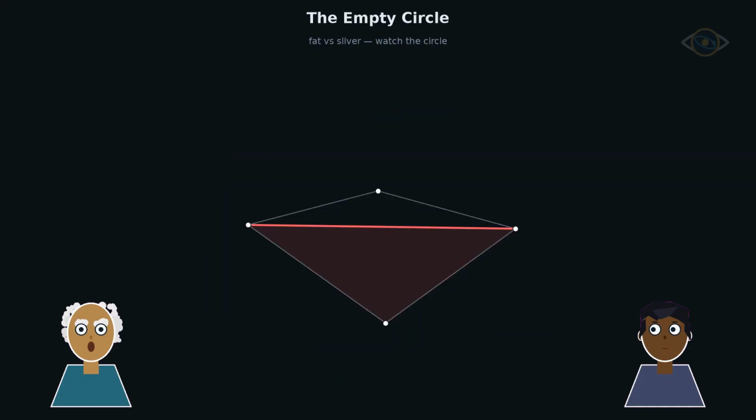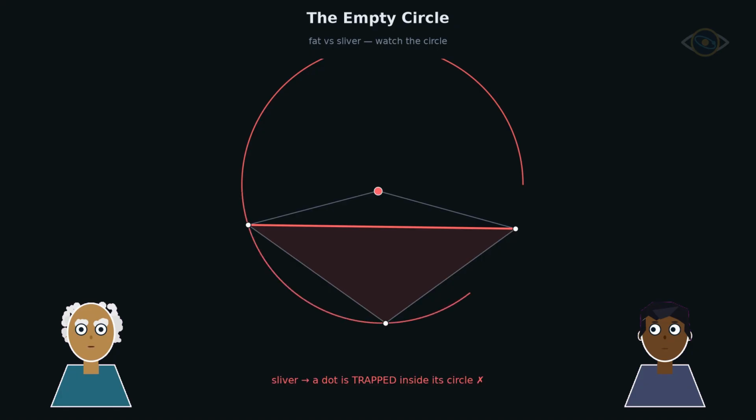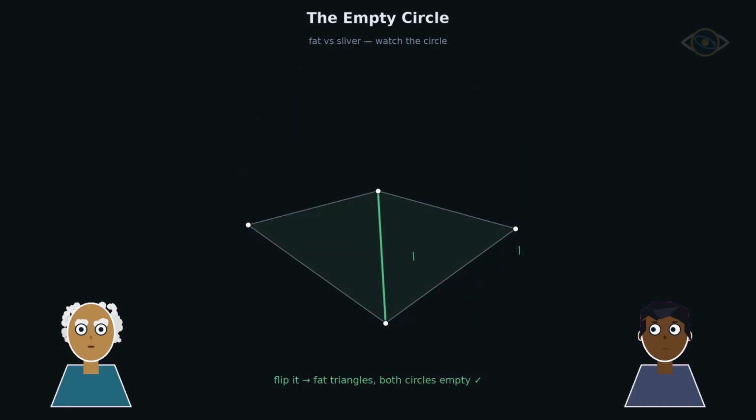Here's the trick. Any 3 dots fix exactly one circle through them. Take a nice fat triangle from our set. Draw its circle. It's clean, empty, nothing else inside. Now, take one of those slivers. Draw its circle. It's huge and flat, and look, a neighboring dot falls right inside it. That's the tell. Fat triangle, empty circle. Sliver, crowded circle. So is this triangle good becomes, is its circle empty?